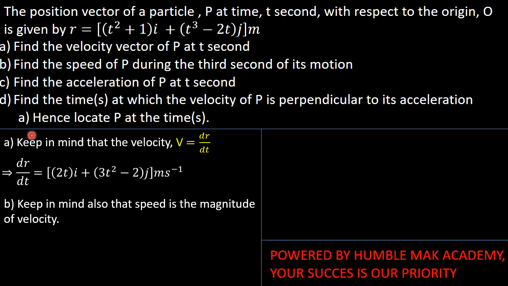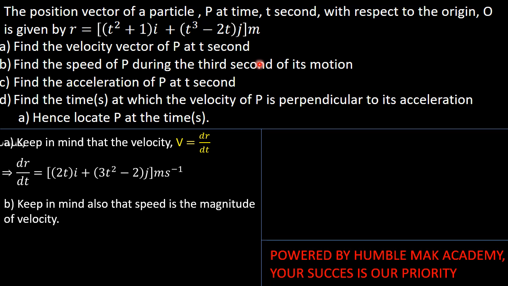So when the time is 3 seconds, we simply plug in the time t equal to 3 in this our equation, so that after plugging in, we can find the velocity when the time is 3 seconds. Then from the velocity, we can simply get its magnitude.